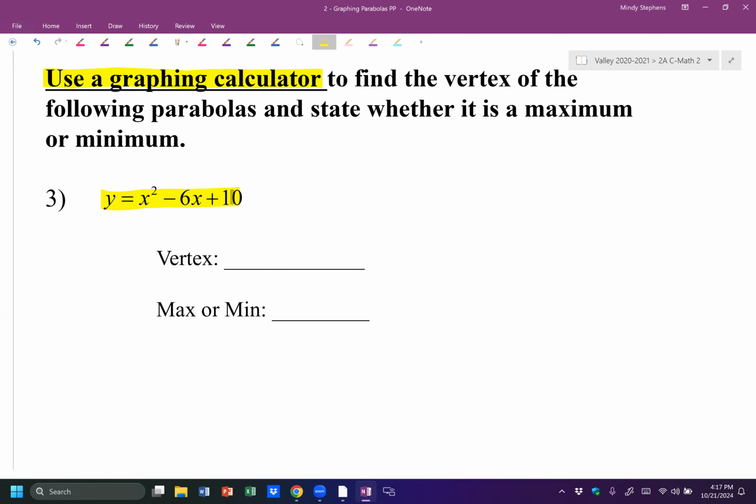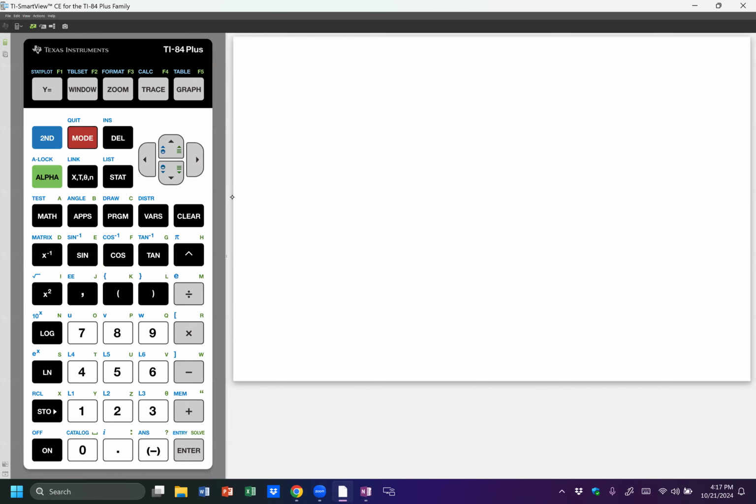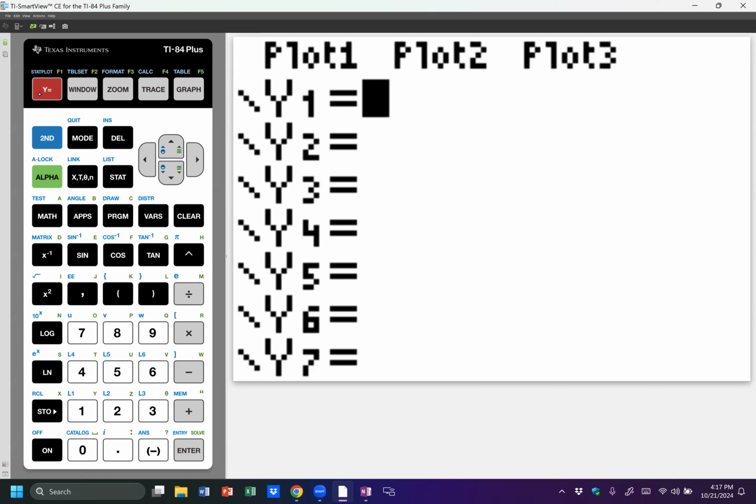So we're going to graph that equation. First thing you're going to do, open your calculator. If you notice on my screen, whenever I click something, it will turn red. So we're going to push the Y equals button. It's in the top left corner. It's red on my screen. So push Y equals and this screen should come up.